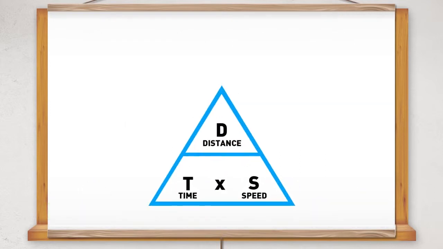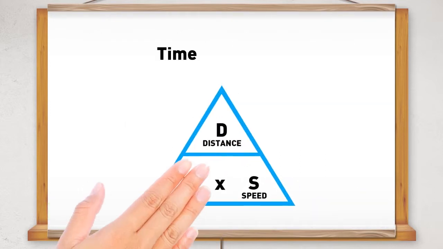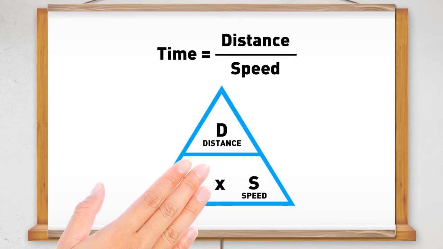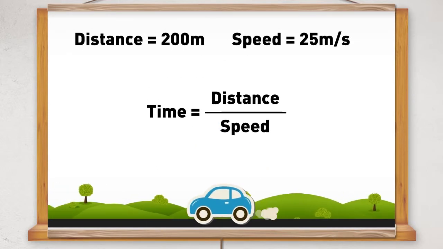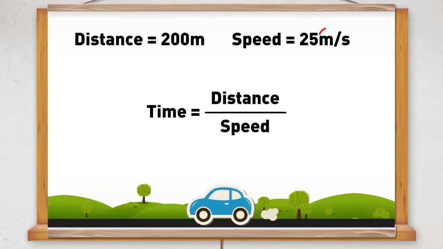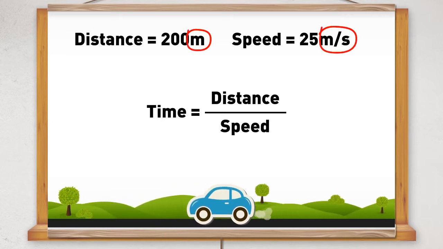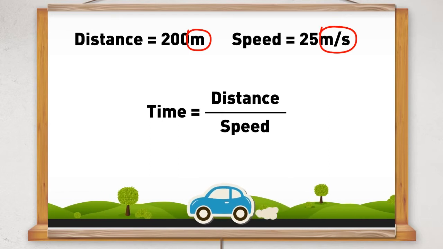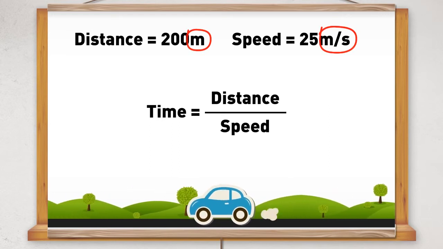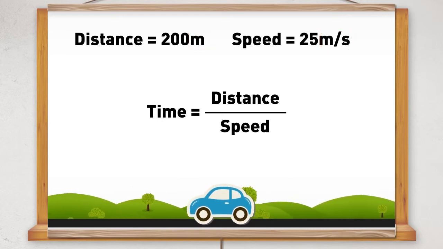Using the formula triangle to find the time, I cover up the time, and the calculation I need to do is distance divided by speed. Since the compound measure of speed is one of the quantities given, we need to check the units in the question. The speed is in meters per second, and the distance is in meters. So the units of meters match up, and we don't need to convert any units. We can put the numbers straight into the formula.